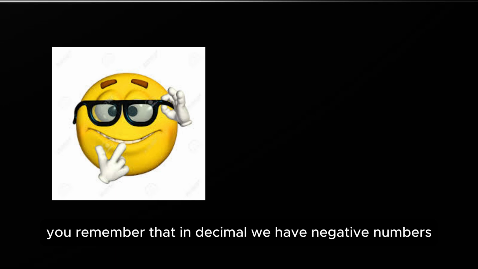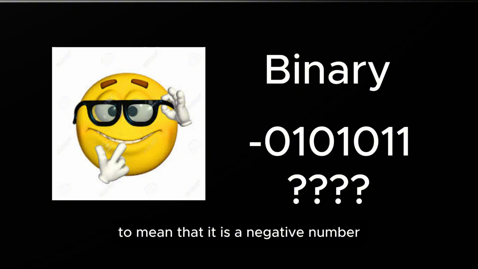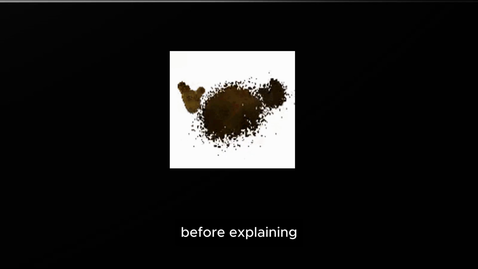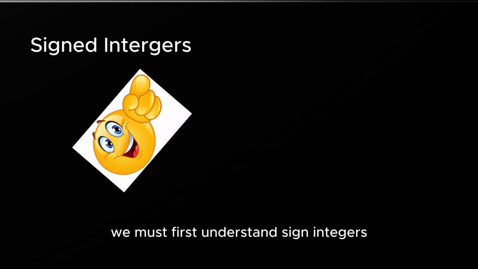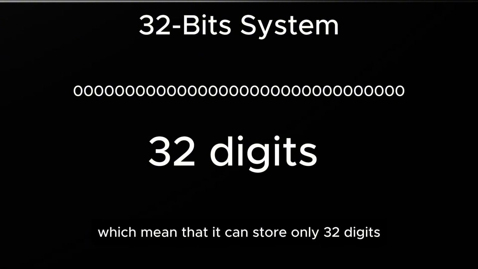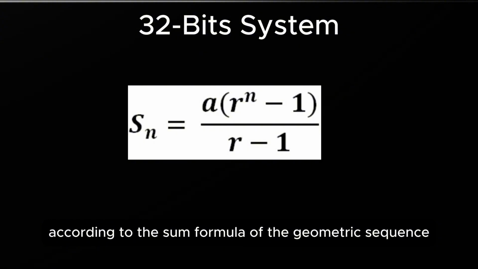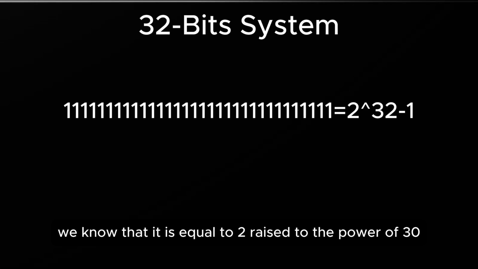Got it? Suddenly you remember that in decimal we have negative numbers. Do we write a minus sign in front of a number to mean that it is a negative number in binary? No, but it would be more complicated. Before explaining, we must first understand signed integers and unsigned integers. A 32-bit system has 32 bits, which means that it can store only 32 digits, and the largest number is 32 consecutive ones. According to the sum formula of the geometric sequence, we know that it is equal to 2 raised to the power of 32 minus 1.